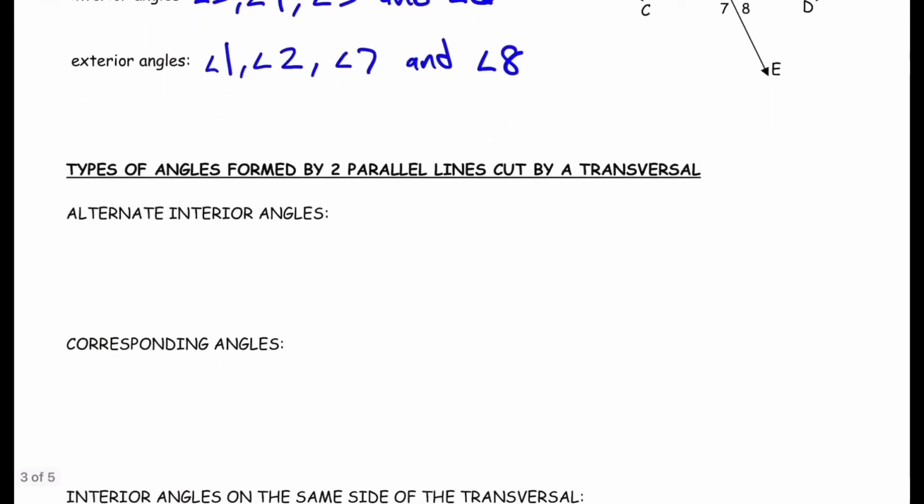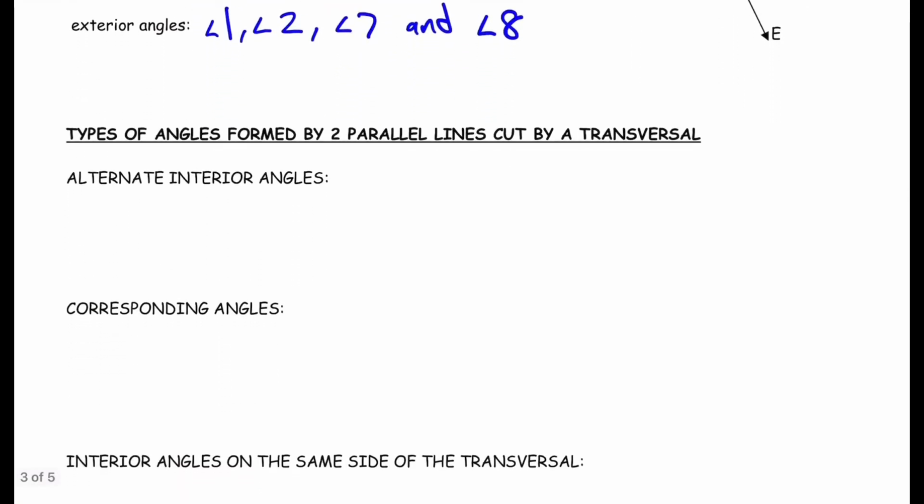Okay, we're going to make a few sketches here. Types of angles formed by two parallel lines cut by a transversal. Alternate interior angles. So what we're going to do is I'm going to make quick sketches. I'd like you to do the same. Two parallel lines cut by a transversal. Alternate interior. That word alternate means on opposite sides. Sometimes you might even hear opposite interior or alternate interior. So the location of those would be here and here.